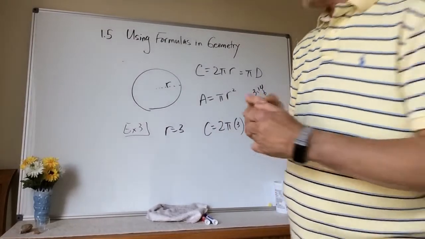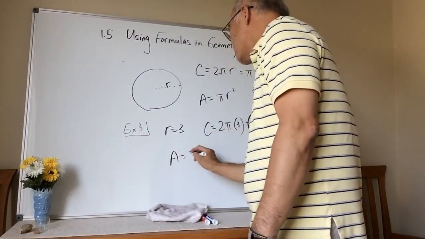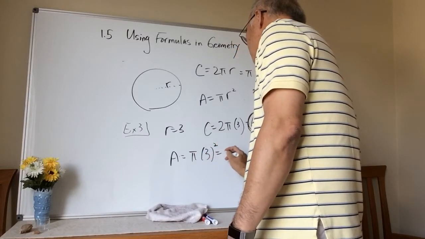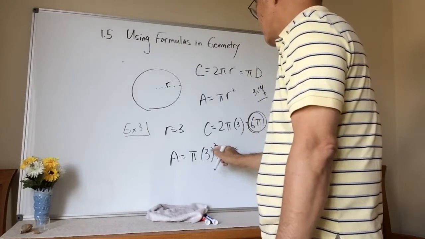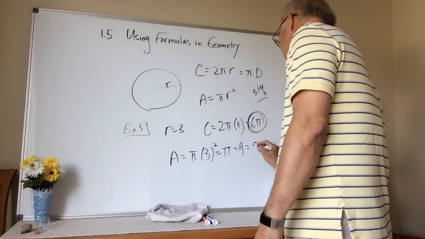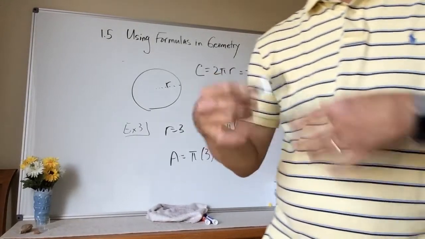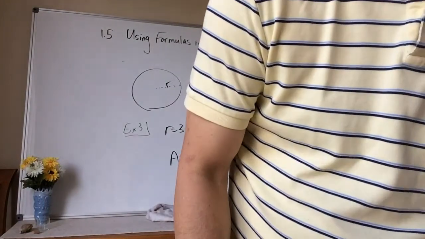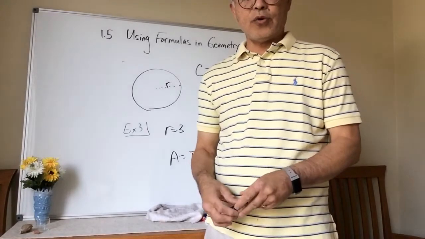And then we have the area. The area is equal to pi r squared. So pi times 3 squared, and 3 times 3 is 9. The answer is 9 pi. You can leave your answer in pi, and I will take that. And we are done with 1.5.